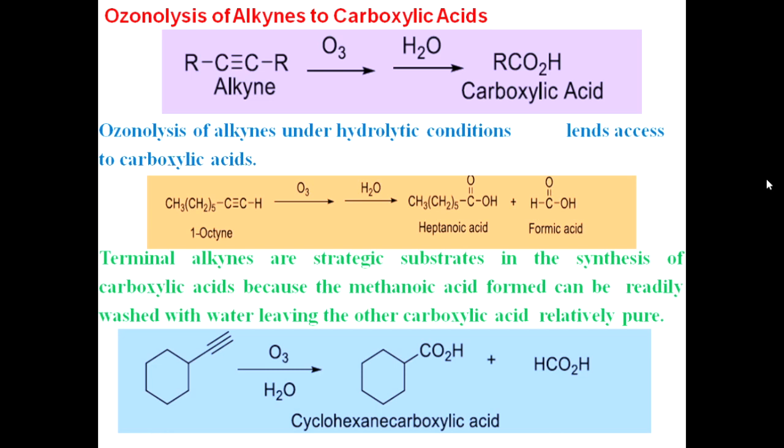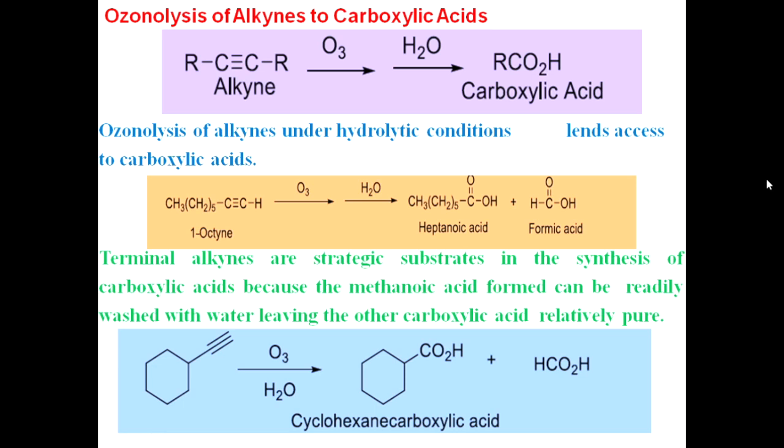So, alkynes also undergo ozonolysis followed by hydrolysis to give carboxylic acids. So, in ozonolysis, what happens? There are two formulas. For example, 1-octyne will undergo ozonolysis and form carboxylic acids. One is heptanoic acid and the other is formic acid.